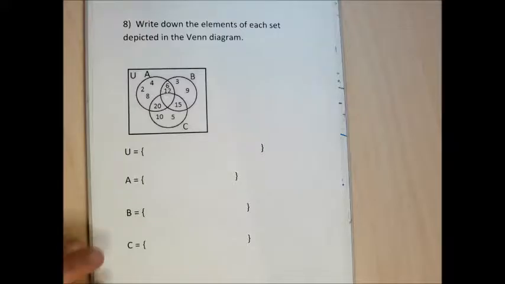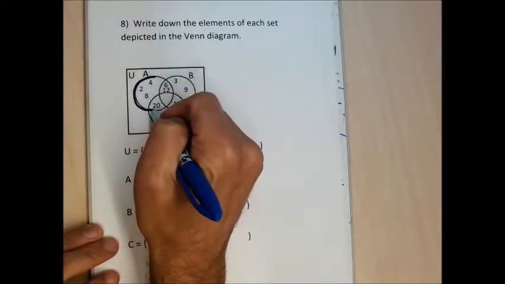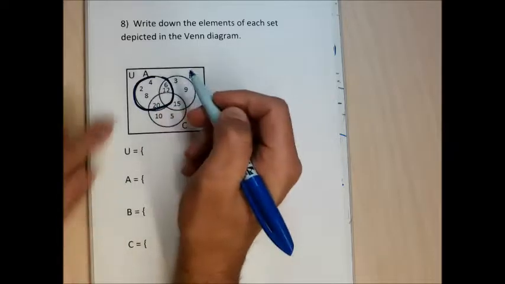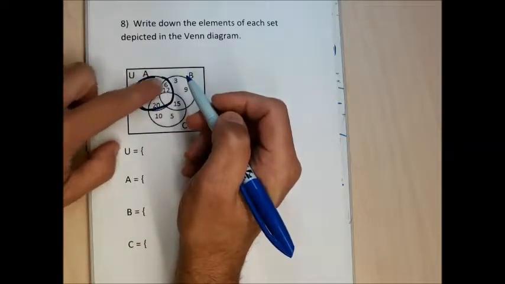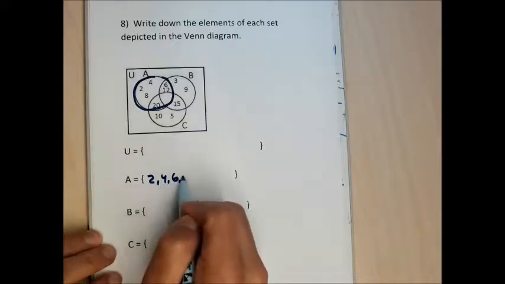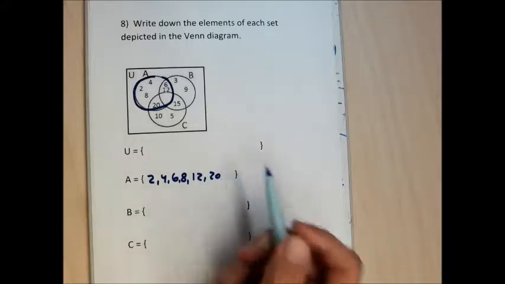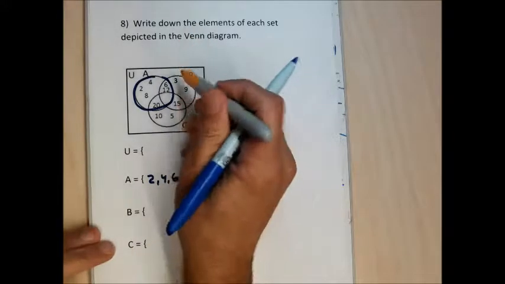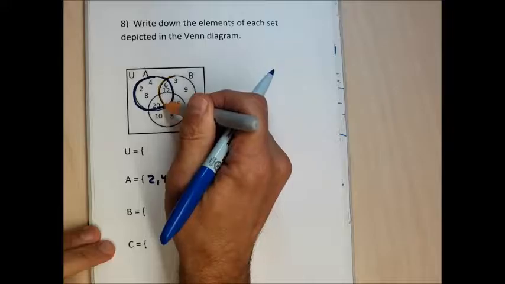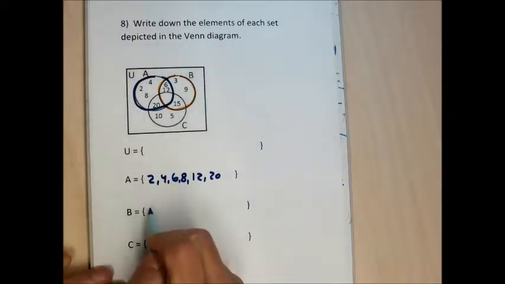So for problem 8, I'm going to start off doing set A. A has 2, 4, 6, 8, 12, and 20. So 2, 4, 6, 8, 12, and 20. B has 3, 6, 9, 12, and 15.